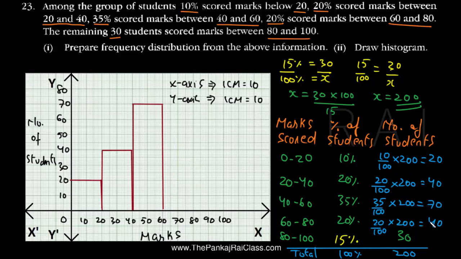And then we have 40 from 60 to 80. 40 again. That will be from 60 to 80. And the last one is 30 students for 80 to 100. 30 is over here, so that will be 30 students from 80 to 100. So that's the required histogram.